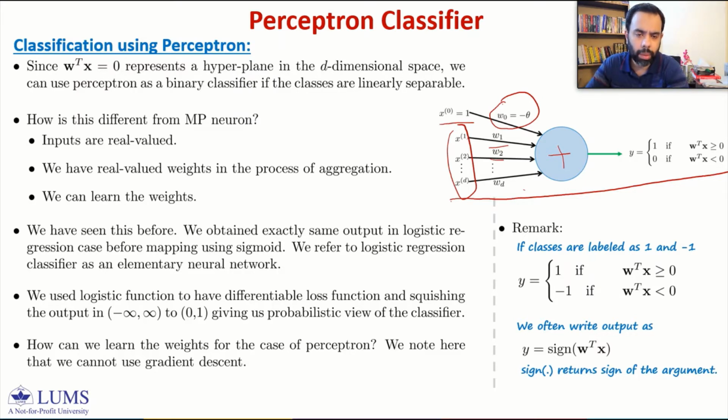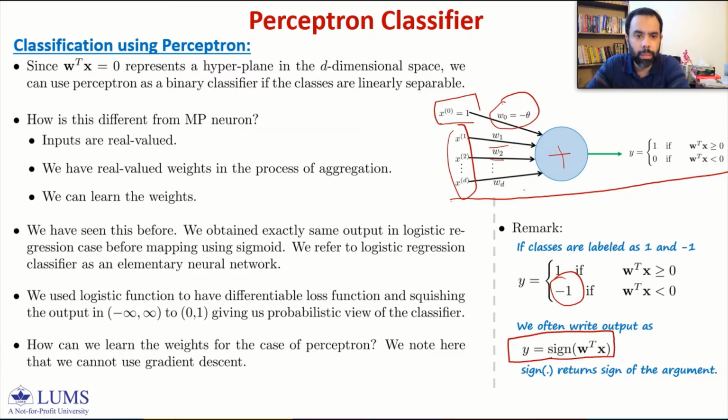So W transpose X is simply inner product between the weights and the input, and the inputs including this constant input. And we also summarized that if we use -1 to denote the second output instead of 0, this all can be compactly written as simply sign of W transpose X. So if W transpose X is greater than or equal to 0, Y is 1 and -1 otherwise, right?